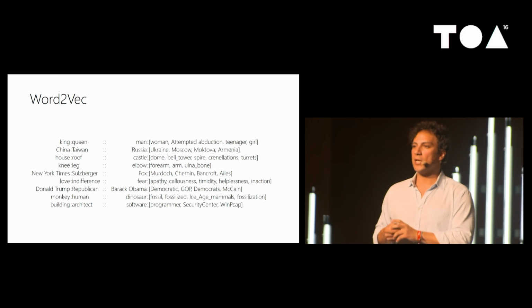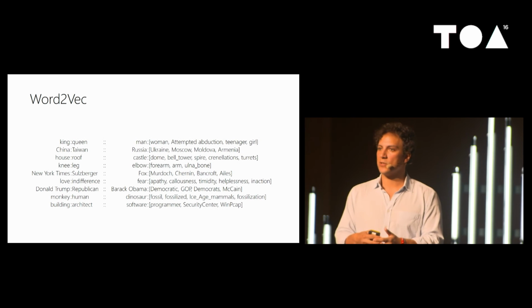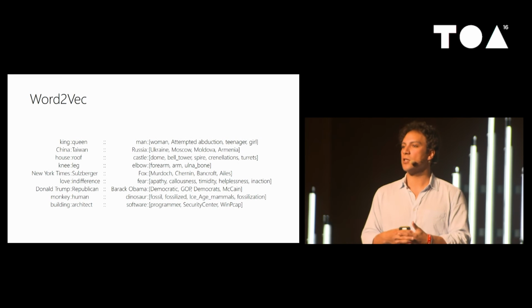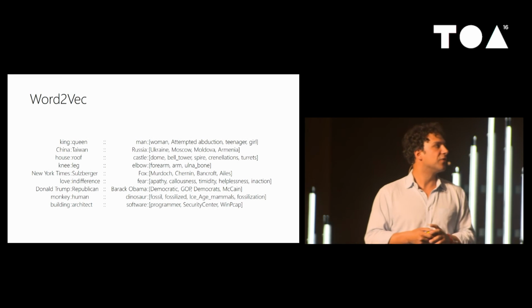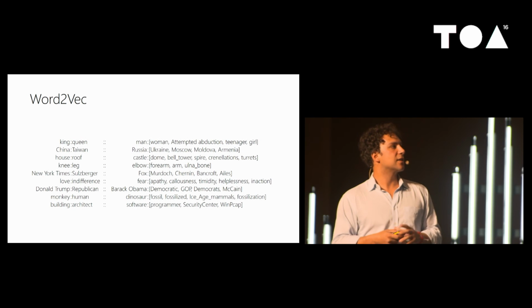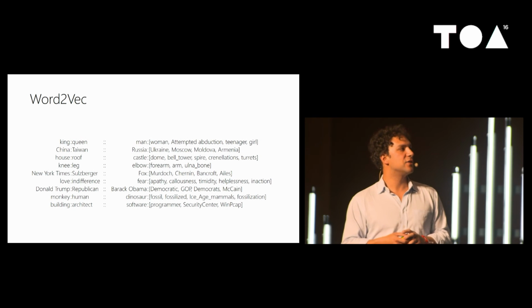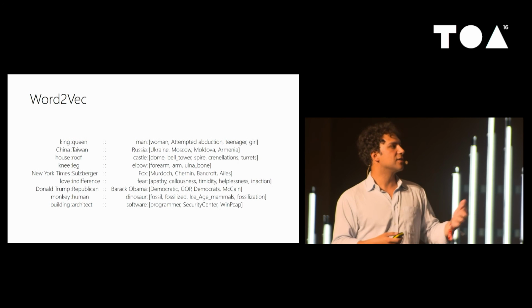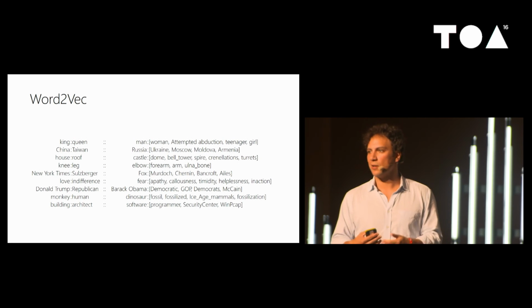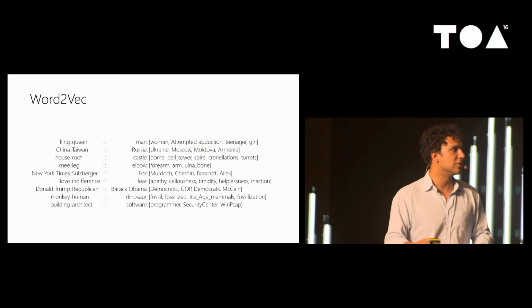So you can ask it to do these sort of word associations, just like you might see on the SAT, or for those of you that are from the States. So if you ask it, king is to queen, as man is to, it gets woman. So it understands these sort of gender relationships. China is to Taiwan, as Russia is to Ukraine. It understands these sort of geopolitical tensions.